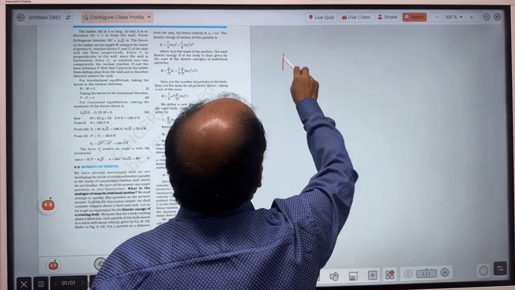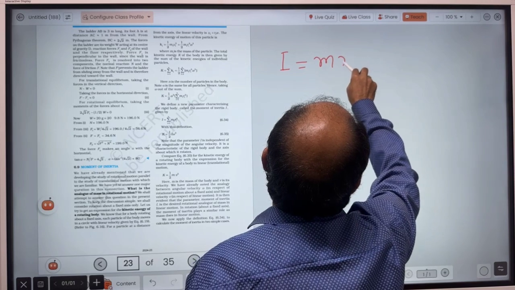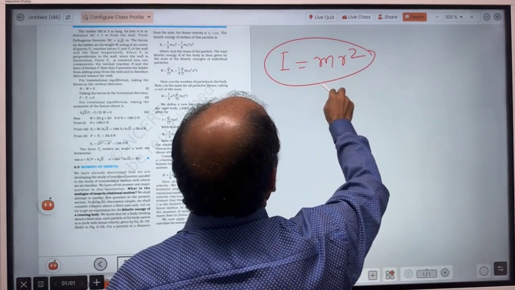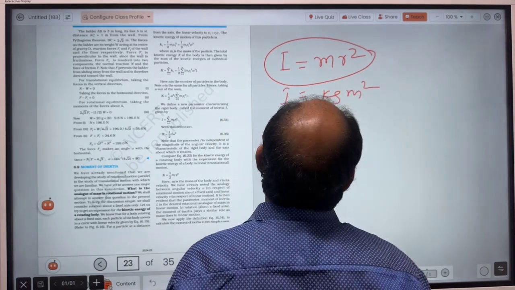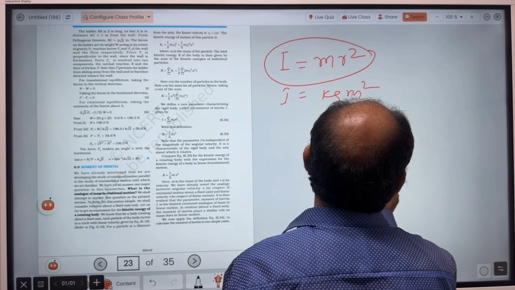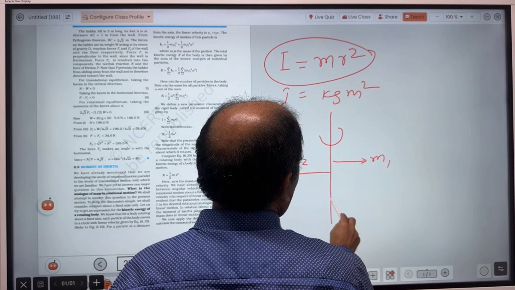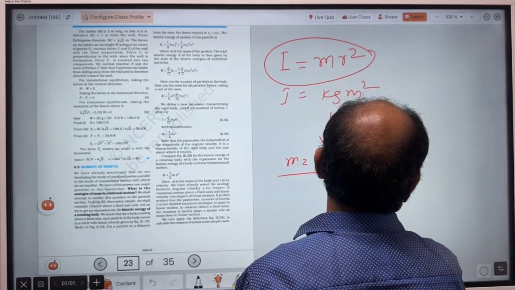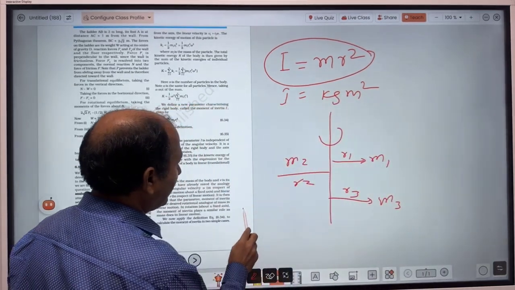So it is simple. Now suppose this is the axis of rotation and there are many masses. Say m1 mass lies here, m2 mass lies here, and say m3 mass lies here, and its distance from the axis of rotation, say this is r1, this is r3, this is r2. In that case, moment of inertia will be the sum of all moments like m1 r1 square plus m2 r2 square plus m3 r3 square, like this. So you can evaluate.